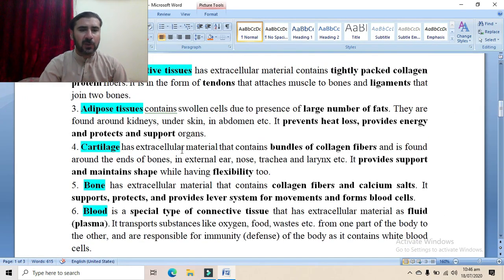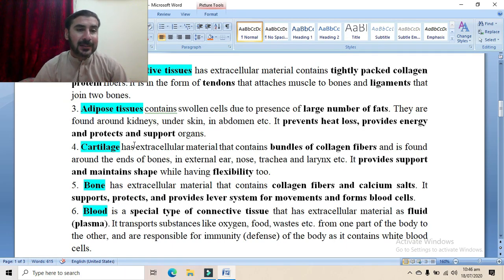Adipose tissues. Adipose tissues, in other words, are called fatty tissues. They contain swollen cells due to the presence of a large amount of fats. They are found around the kidneys, under the skin, in the abdomen, etc. It prevents heat loss, provides energy, and protects and supports organs. It prevents heat loss and provides energy. Remember that fats are very good insulators.